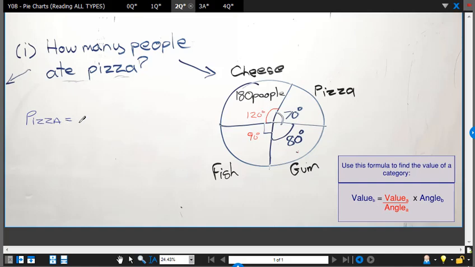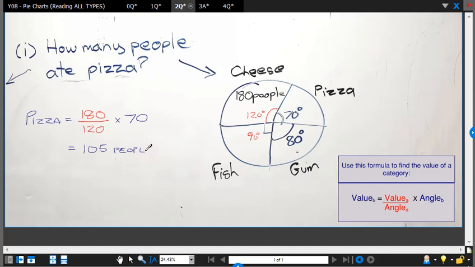Okay. So for pizza, we have the people, we have the value, we have the angle. So it's 180 over 120. And we're going to multiply that by the angle of the category that we want to know. So it's going to be 70 times 70, okay? And that should give you your answer. So let's have a go. I know that this is 1.5 because 18 divided by 12 is 1.5. Times that is 105. So you should have got 105 people.